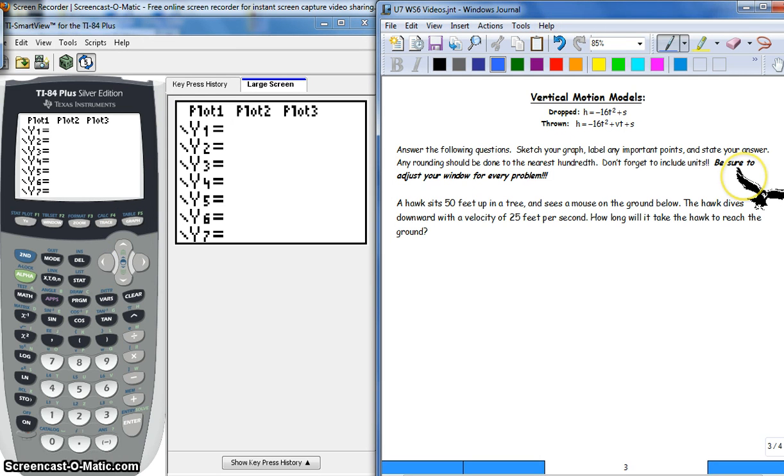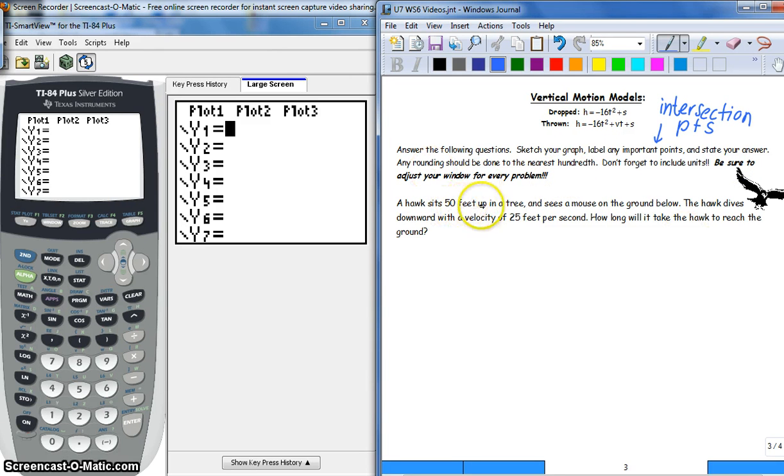Alright, so now I can actually read the problem. Just like with dropped problems, you are going to sketch your graph, label any important points, which are your intersections, and state your answer. We're going to round to the nearest hundredth, and we can't forget to include units, and we will have to adjust our window for every problem.